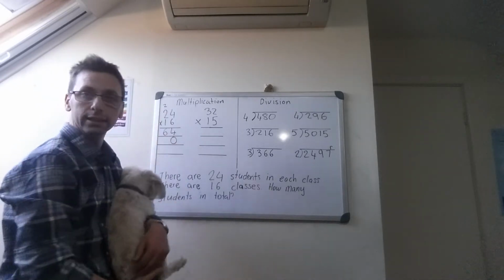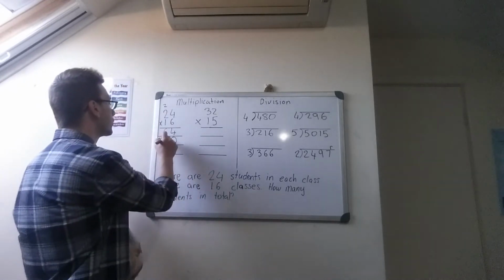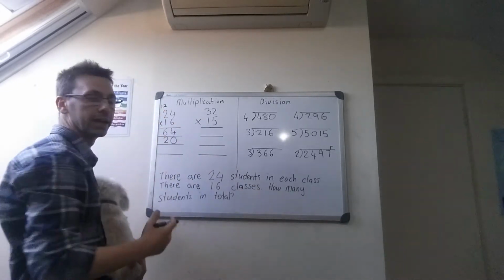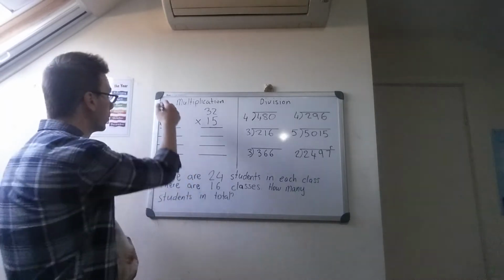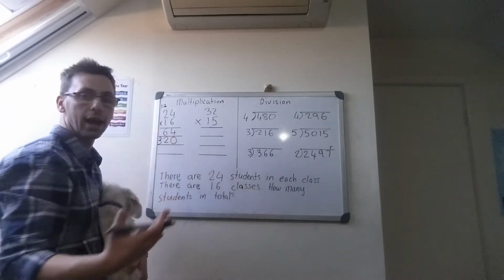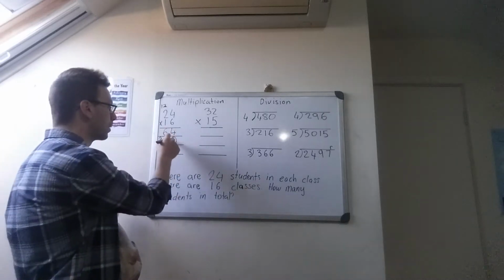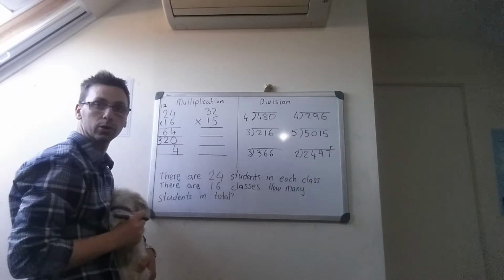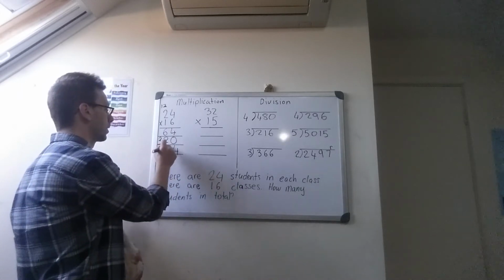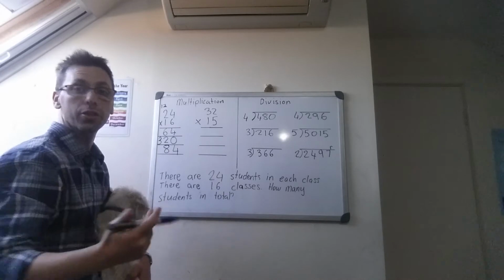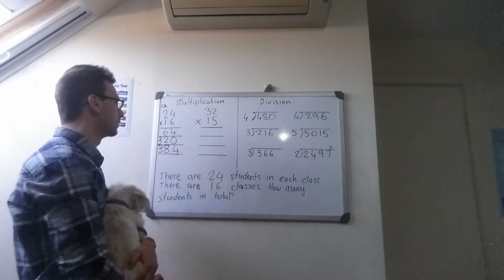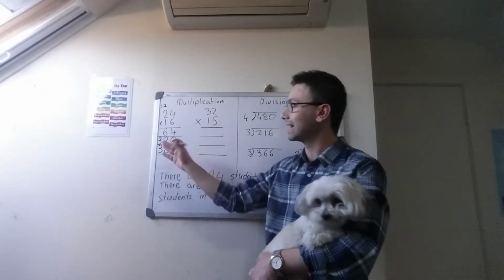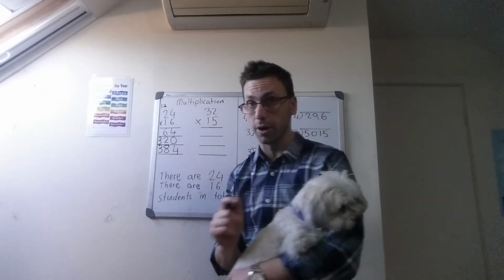2 times 6 is 12. Put the 2, carry the 1. 2 times 1 equals 2, plus the 1 we carried, 3. Now we add them up. 4 plus 0 equals 4. 6 plus 2 equals 8. 3 plus 0 is just 3. 384. Just make sure all the numbers are exactly underneath each other. That's the important thing to remember.